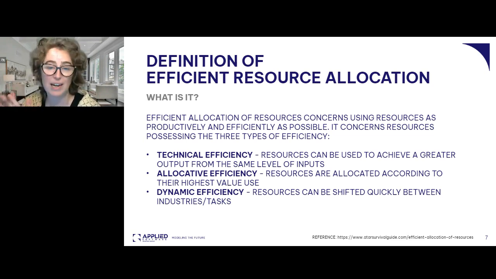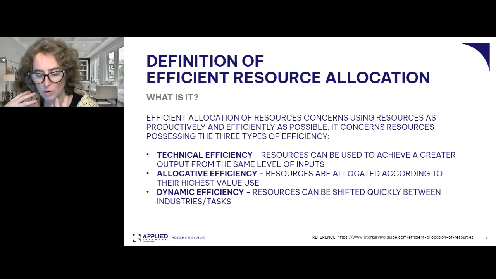We have allocative efficiency. So you've got this number of resources. How can we best allocate them to use them at their highest value? If you've got different employees with different skill levels, you need to make sure that the highest skill level person is not photocopying your drawings. And how do we schedule that and how do we track that?